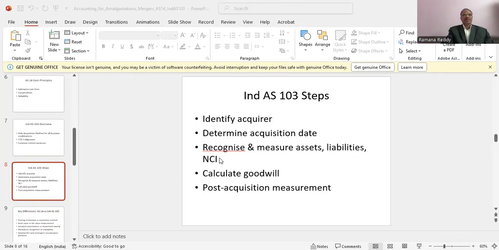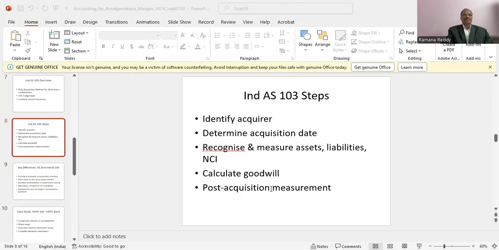NCI is non-controlling interest, measured either at fair value or at the proportionate share of the net assets. Calculate goodwill: goodwill is equal to consideration transferred plus NCI, plus the fair value of the previously held interest, minus net assets acquired. This is the way to calculate goodwill.